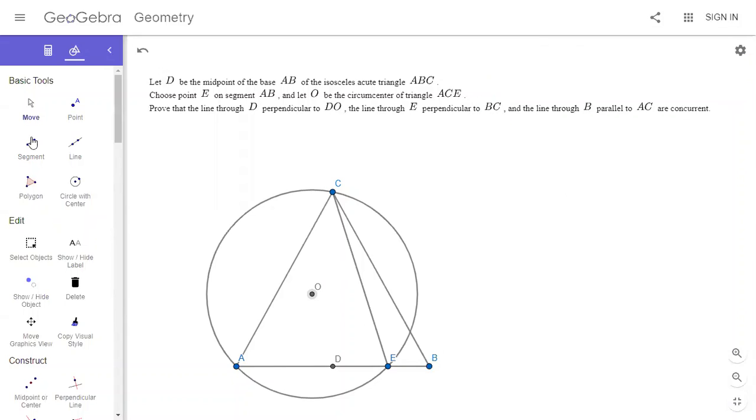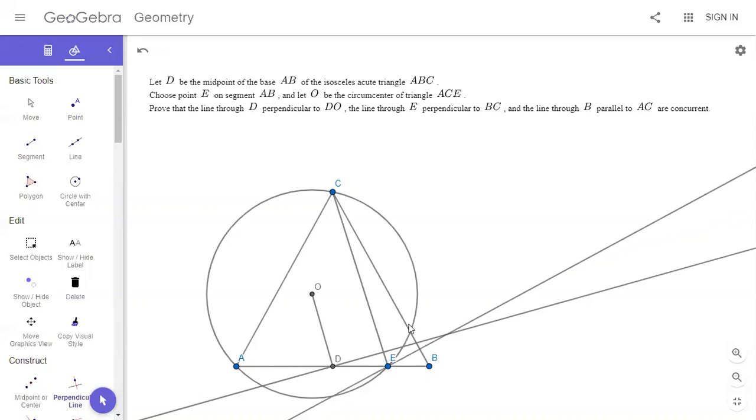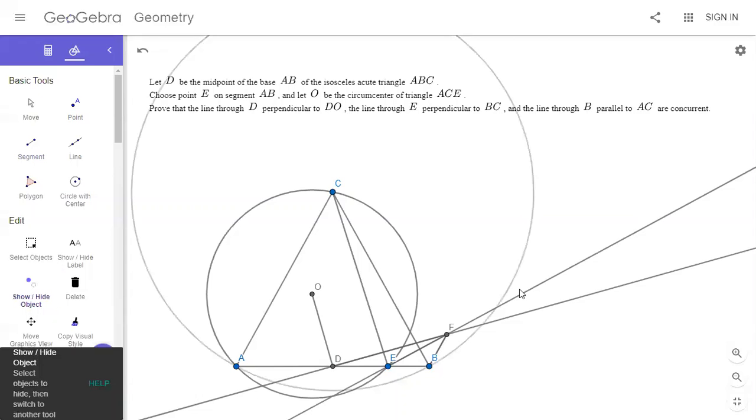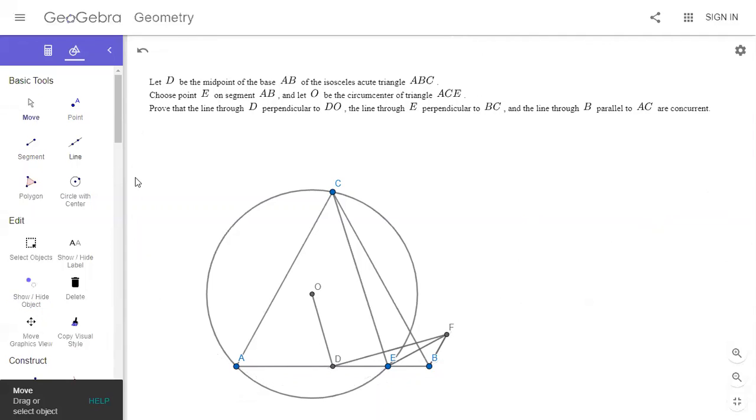All right, so we have three different lines here. We have the line perpendicular to DO, the line through E perpendicular to BC, and the line through B parallel to AC. We want to show that they're concurrent. So if I just draw it, it would make it look like it's already true. But keep in mind that we have to actually prove these are concurrent. So we could take the intersection of two and try to show that the other one is true.